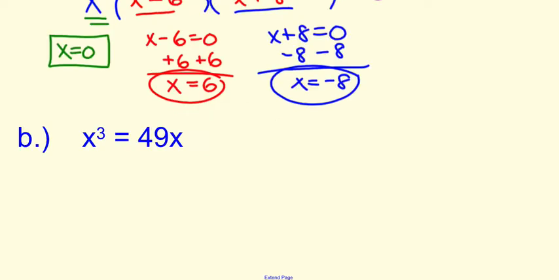Second example, x cubed equals 49x. We first need to put this in standard form, so we're going to subtract 49x from both sides. Now it's set equal to 0. We take out the GCF first. The GCF is an x, so we're left with x squared minus 49 equals 0.